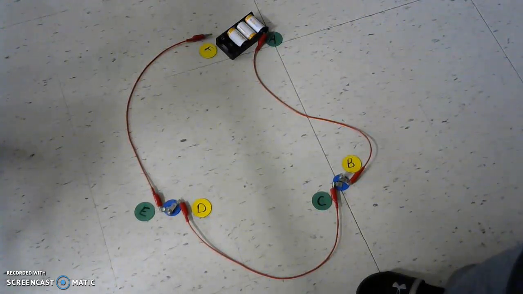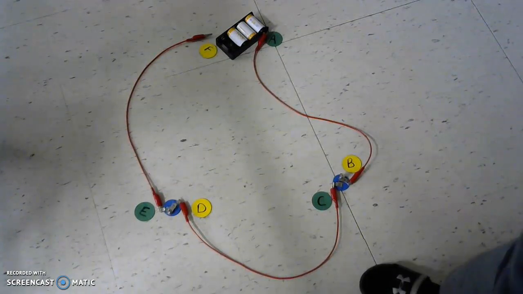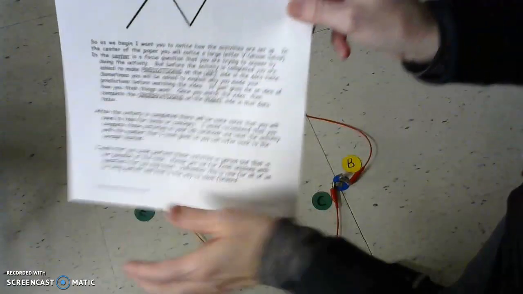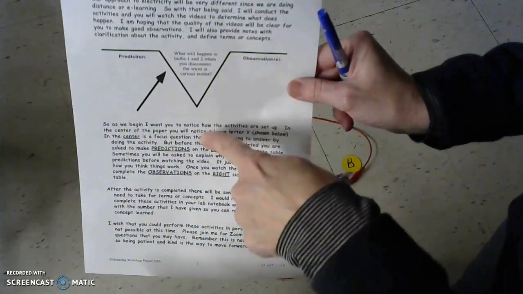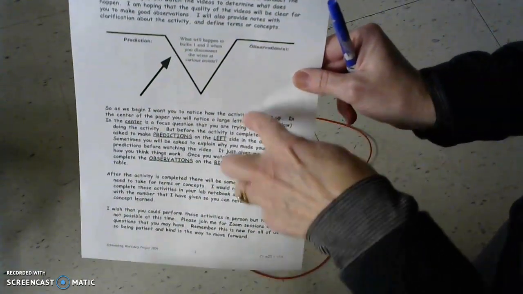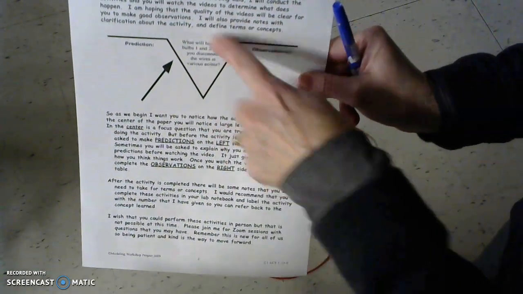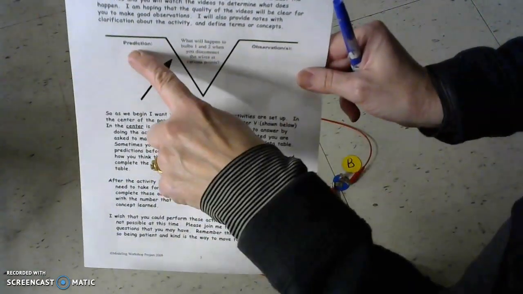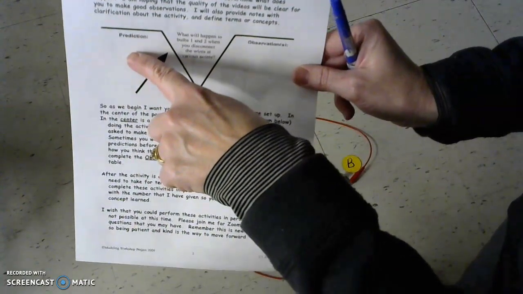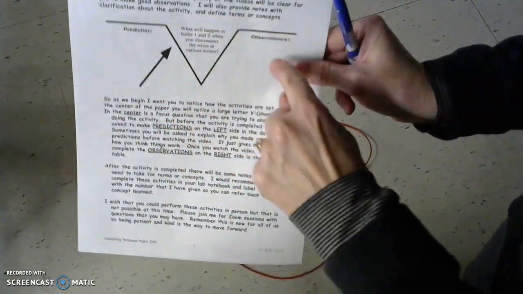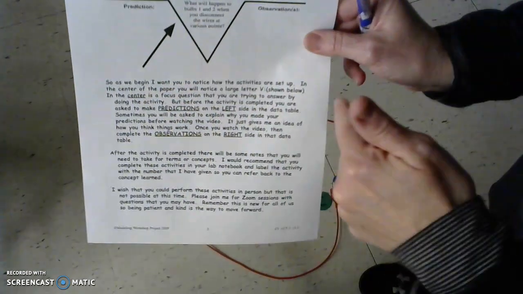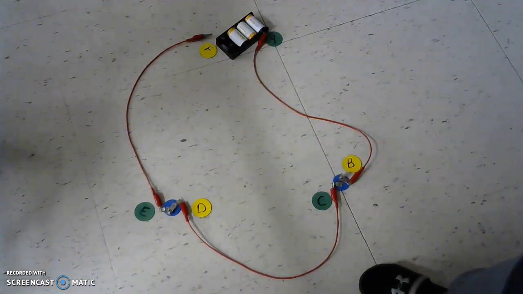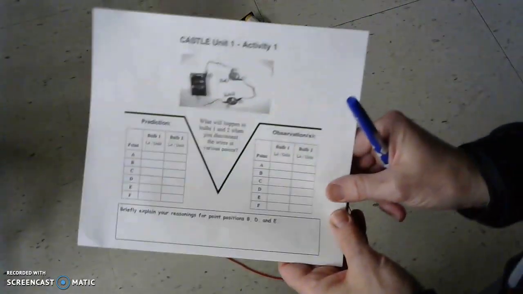Now, you will notice that on each activity there is going to be this large V on the page, and there's some reading you need to do for this first part. In the middle of this page is a question. Over here is a table, where you're going to predict, and then over here is where you're going to make observations. So you do your predictions before I do the lab. On this first one, your sheet should look like this.